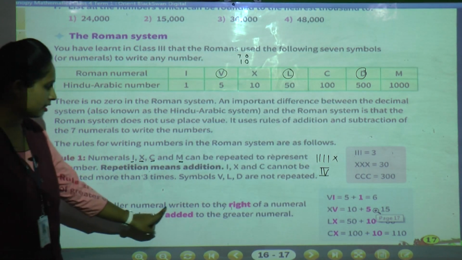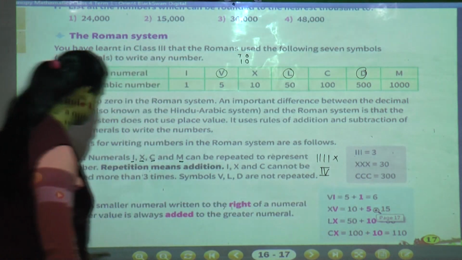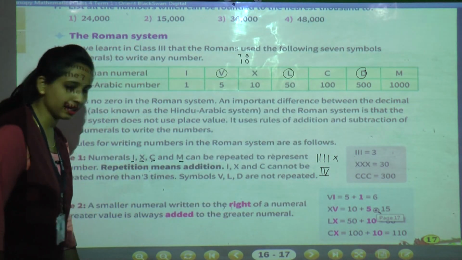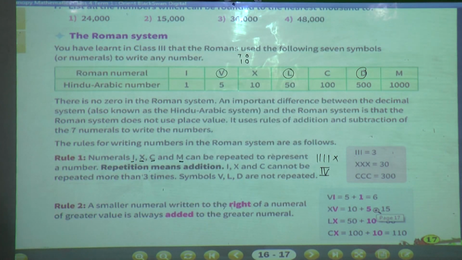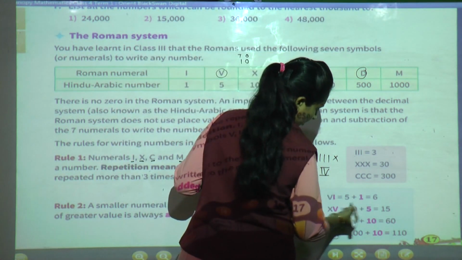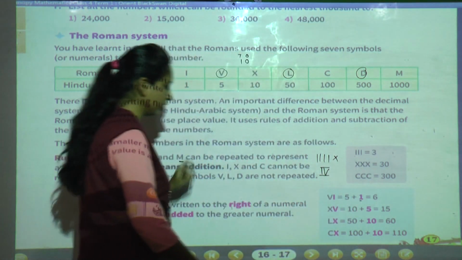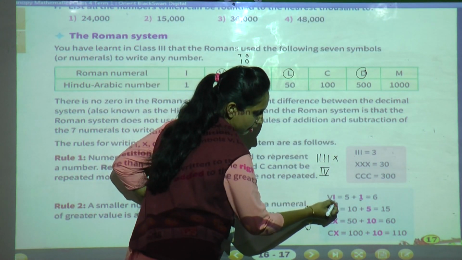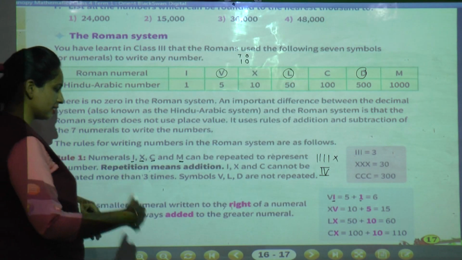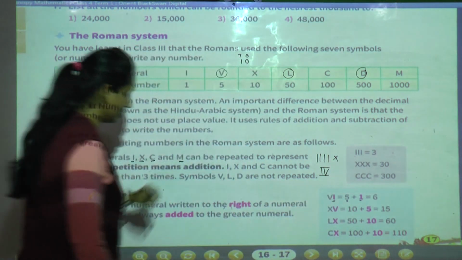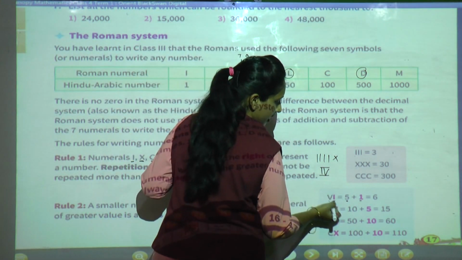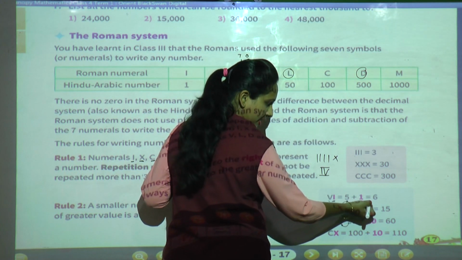Let me explain rule number 2. A smaller numeral written to the right of a numeral of greater value is always added to the greater numeral. See what they are saying here. A smaller numeral written on the right side of a numeral of greater value. See here, the smaller one is on the right, so it is always added. So V and I equals 5 plus 1 equals 6.